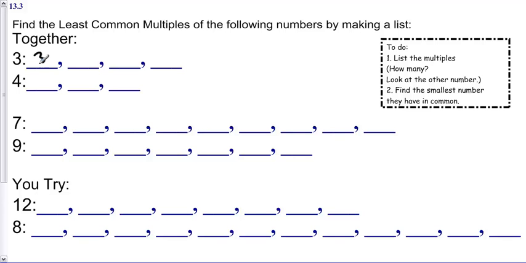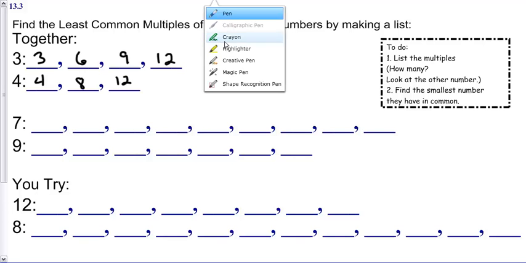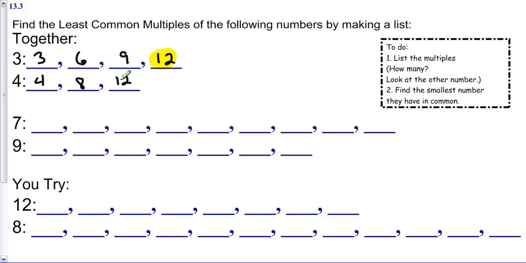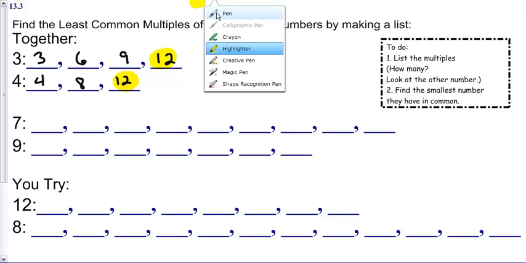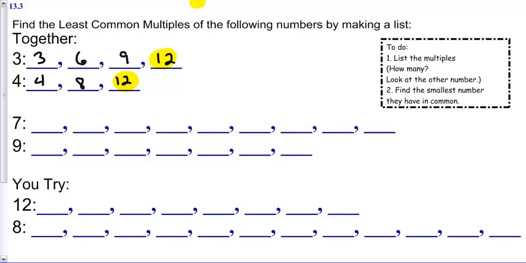So I list the first 4 multiples of 3. I'm talking and writing at the same time, doesn't work very well. 3, 6, 9, and 12. Then I list the first 3 multiples of 4: 4, 8, and 12. And what is the smallest number they have in common? You got it right. 12 is the smallest number that they have in common.